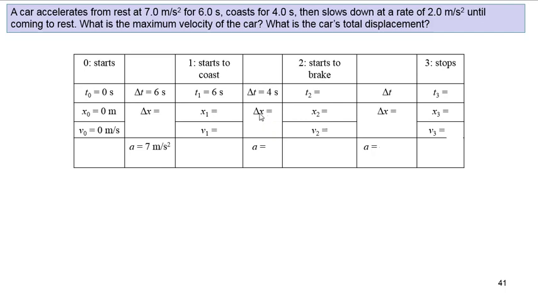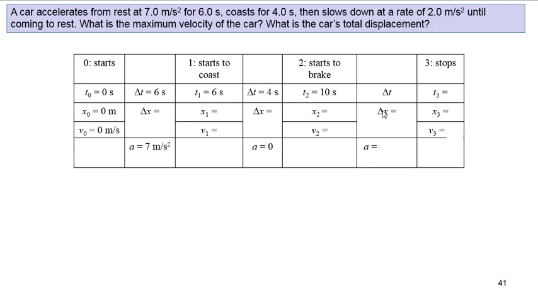I don't know my change in my x position, my displacement, but I do know what my acceleration is here. If we're coasting, we're staying at the same velocity. That means my acceleration is 0. So I'm going to plug in a 0 there. Now I want to know what time it is when we start to brake. Well, if we started to coast at 6 seconds and we coast for a total of 4 seconds, the time over here should be 10 seconds.